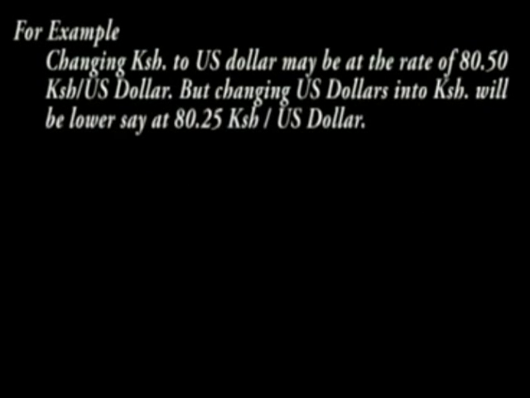Buying and selling currency. Now in this example, we have suggested that the exchange rate from Kenya shillings to dollars and dollars to Kenya shillings was fixed at 84. However, ordinarily it does not happen that way. The individual selling and buying currencies will do it at different rates to make profit. For example, changing Kenya shillings to US dollars may be at a rate of 80.5 shillings per US dollar. But changing the US dollar into Kenya shillings will be lower, say at 80.25 Kenya shillings per US dollar.